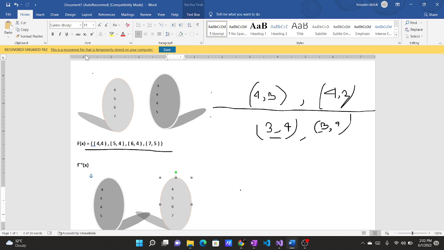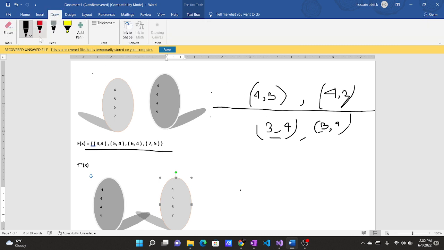So what do we need now? We need a different output. So I'm going to erase this one and put 2 now. Sorry, not this one, this one. Now I'm going to put 2 here, and here I want to put 3. Now the input has different numbers, 3 and 2, so this is obviously a function. So we can say that f(x) is a function, but f inverse of x is not a function.